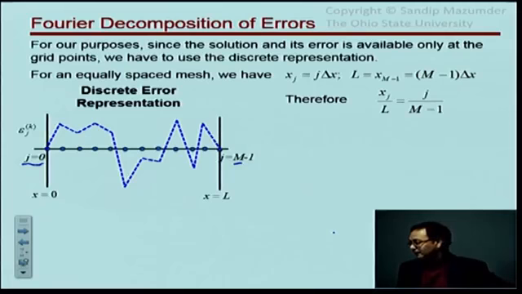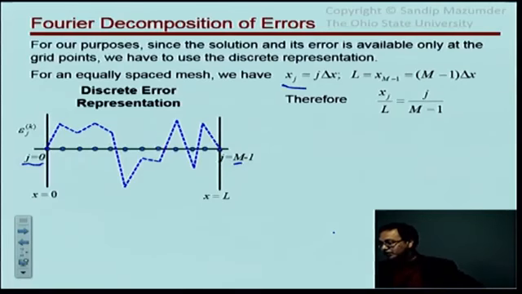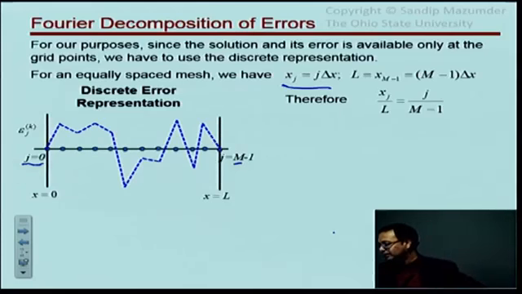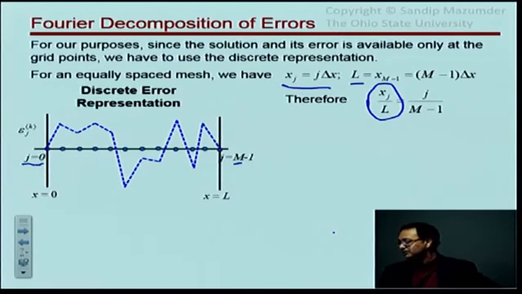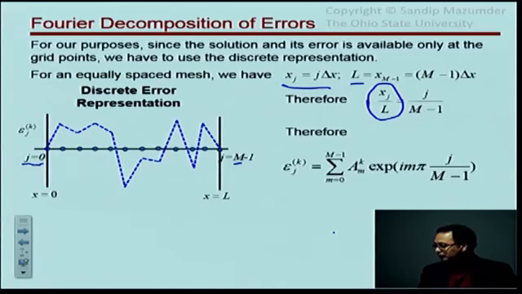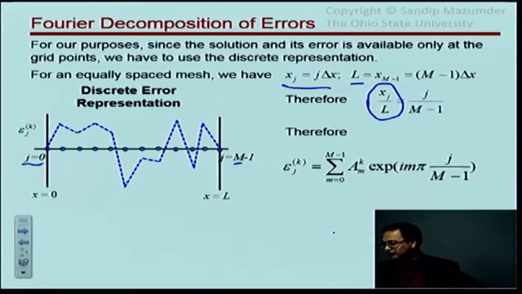So if we do that, then our x_j, which is the nodal location, is j times delta x. So j equal to 0 gives me 0, which is the left end, and j equal to m minus 1 gives me L. Therefore my x_j over L, which shows up in my Fourier series, you'll see shortly, is simply j over m minus 1. The delta x cancels out. So in my Fourier series, which had the x_j over L right here, I've replaced that there.